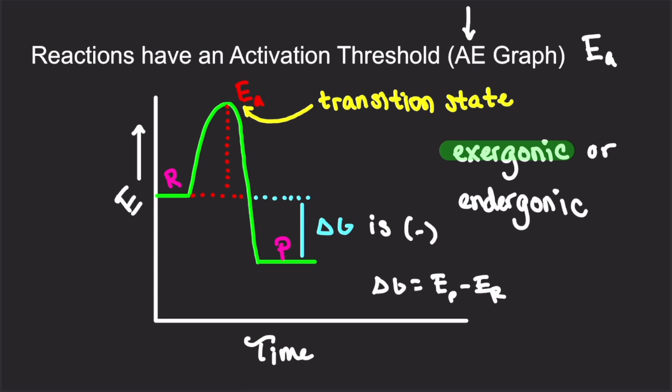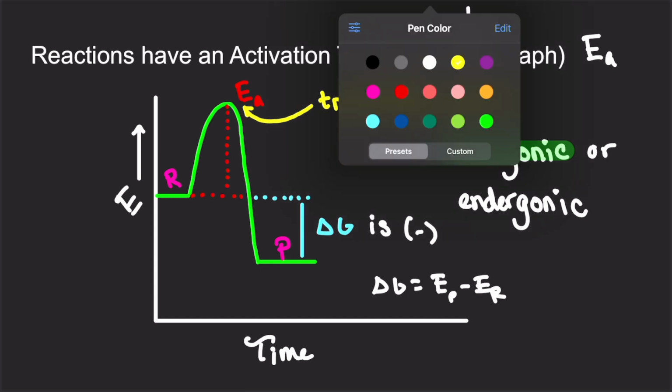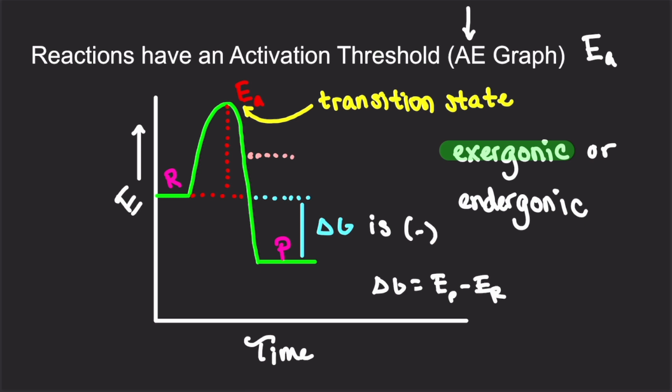You should also be able to draw an endergonic reaction. So I won't draw that here, but do know how that works, and that's where the energy of the products is more than the energy of the reactants. So it should be about here, right? Actually, I'm going to draw that in a different color, not to confuse anyone. This would be for an endergonic reaction. Okay? So the graph I've drawn here is exergonic.